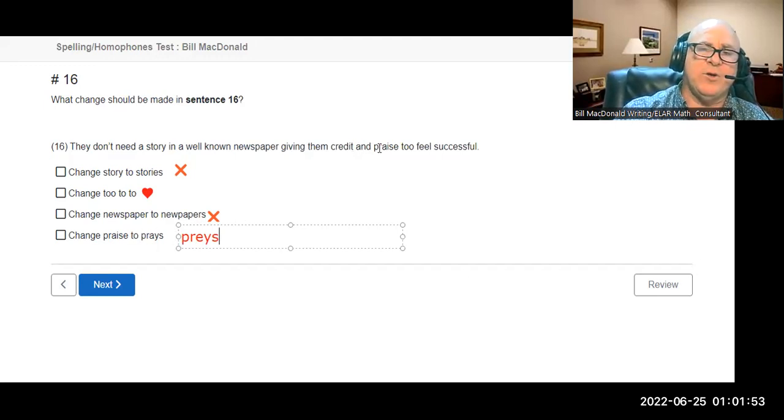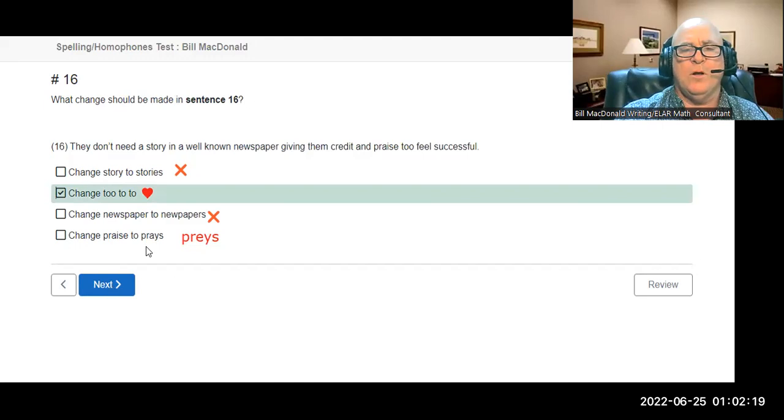I don't need credit or praise, something they give to someone or receive. So since I'm not doing this kind of pray to a person that we have faith in or an object, I think our best answer is going to be our heart answer. Change 2 to 2. Clear our drawings.